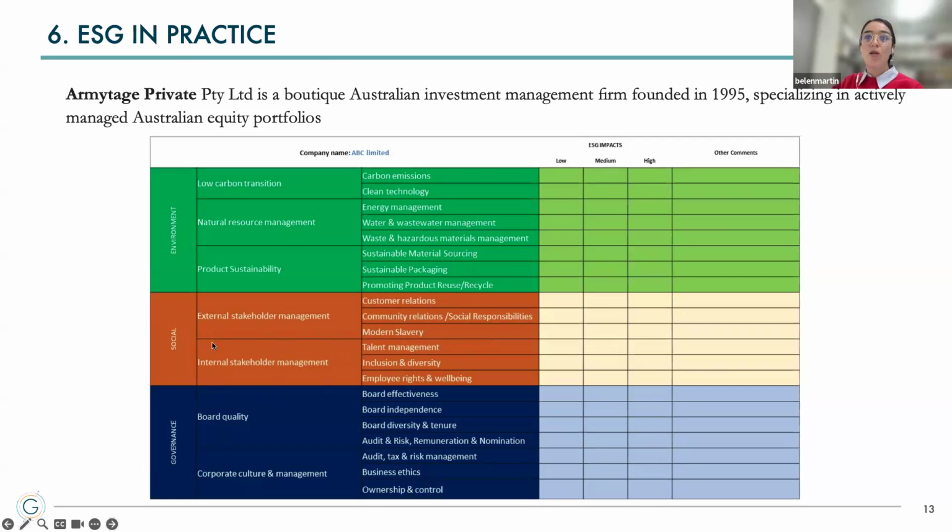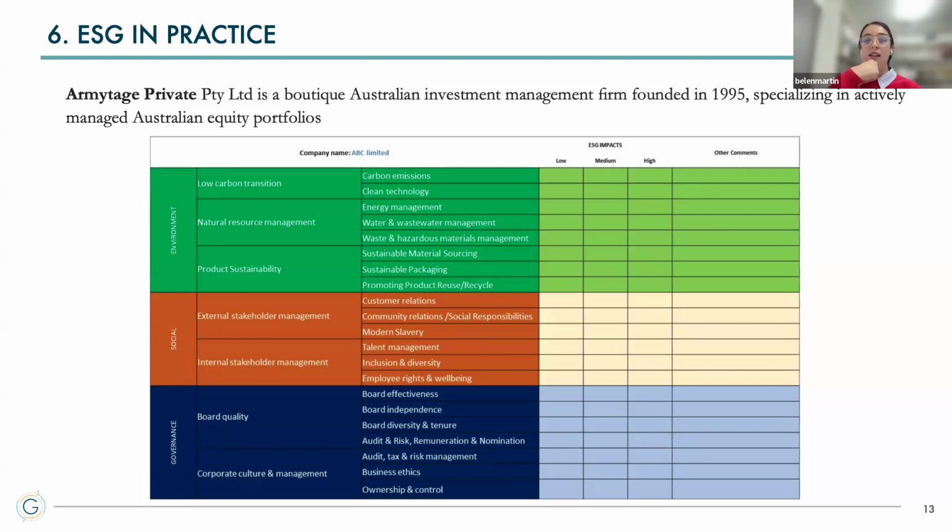And then as internal stakeholder management, no, on very HR driven aspects of the social risk in terms of talent management, inclusion and diversity, employees' rights and well-being. And then lastly, on governance, a strong analysis, no, on the governance quality in the sense of board independence, the diversity and tenure of the board, the audit, the remuneration for the board members, and then also on ownership and control, audit, tax payments.